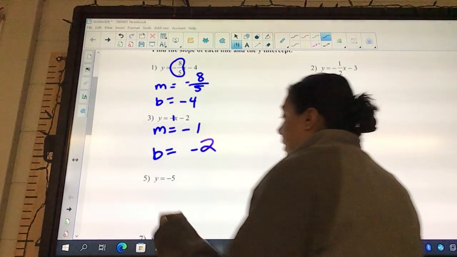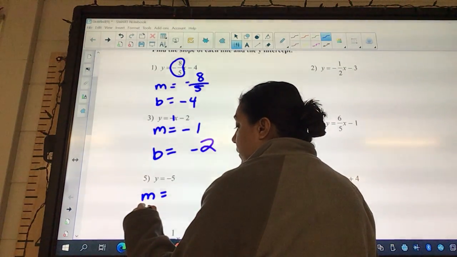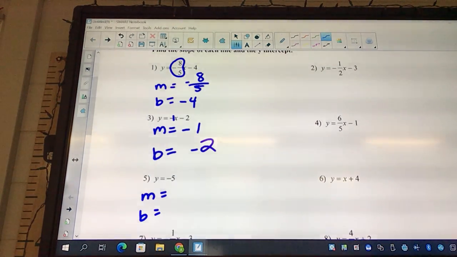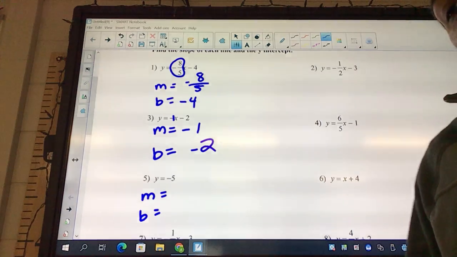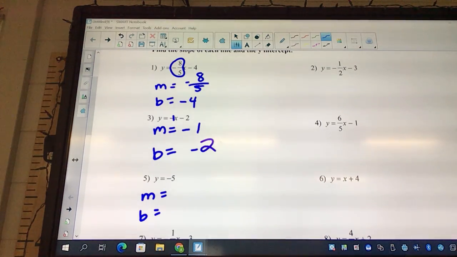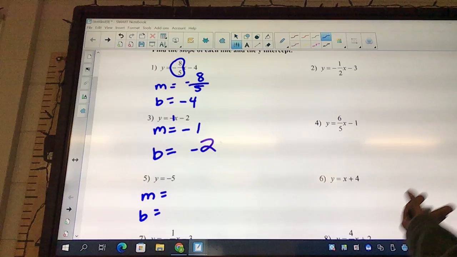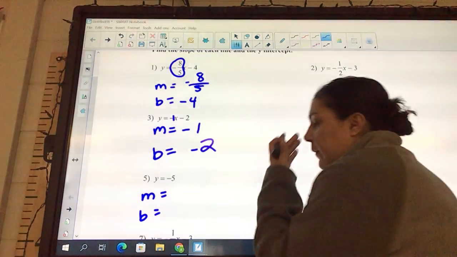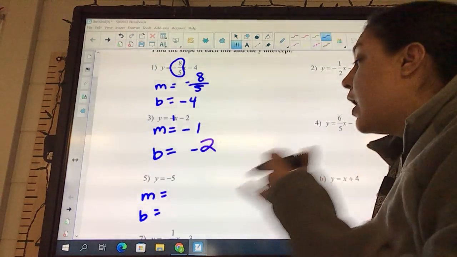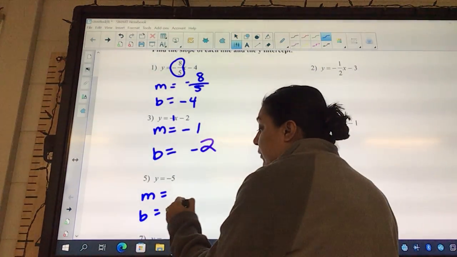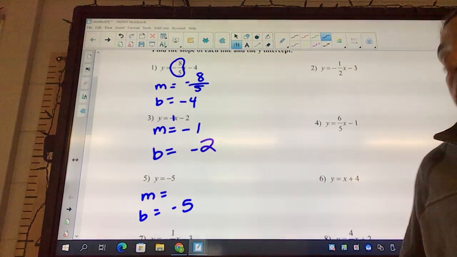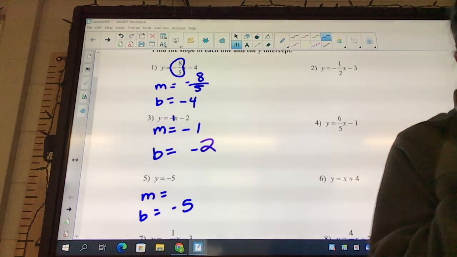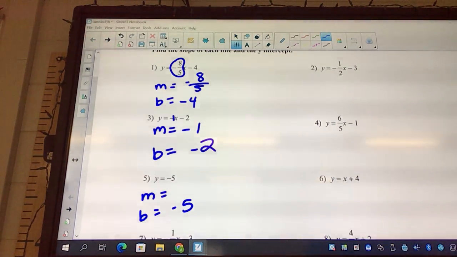Okay, 5, my slope. Do we have a slope? No, we don't. Some people want to say 0, and some people say undefined, and we're going to talk about that more when I get back, but the b is definitely negative 5. So for the m, just leave it there like that, and we'll talk more about what different kinds of slopes look like.